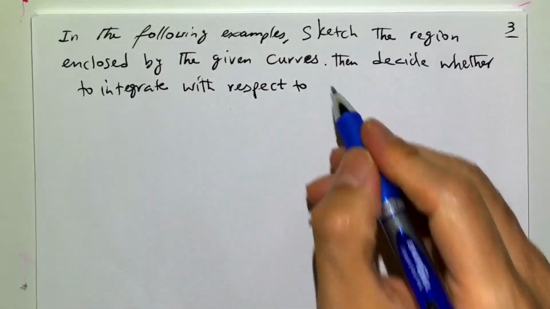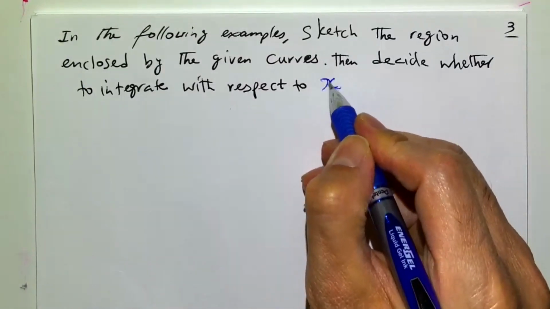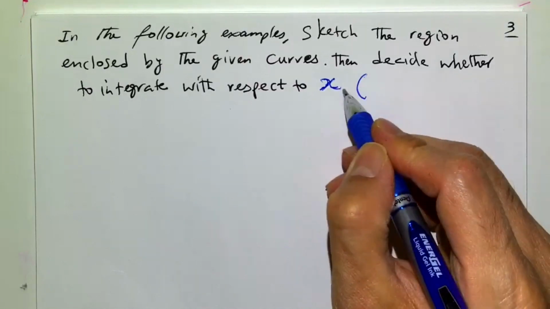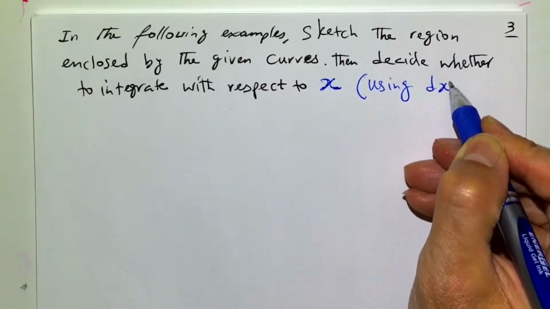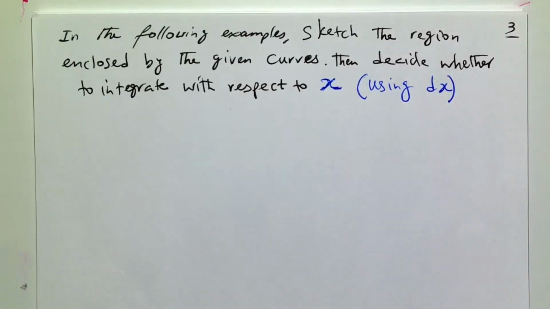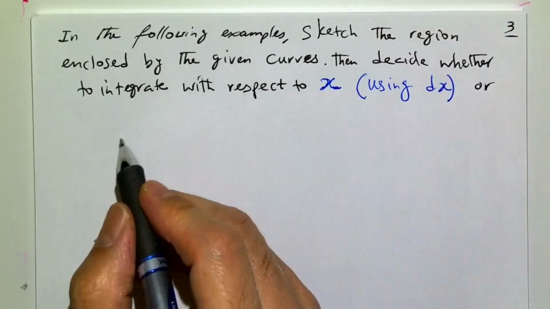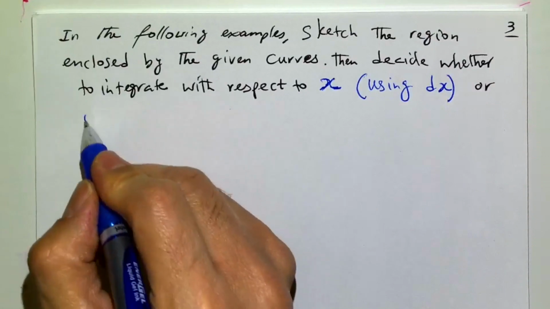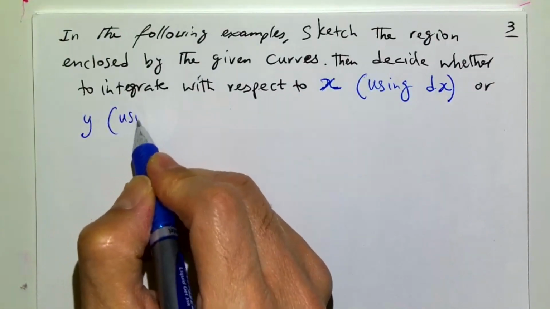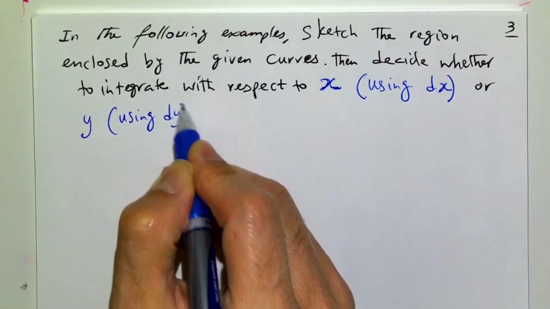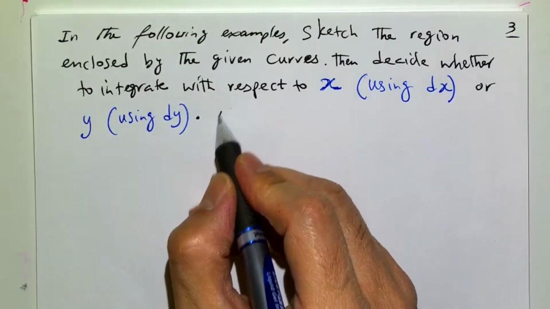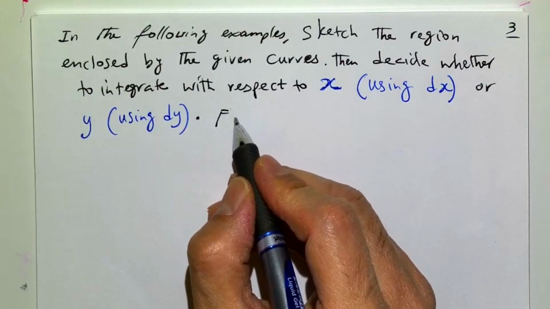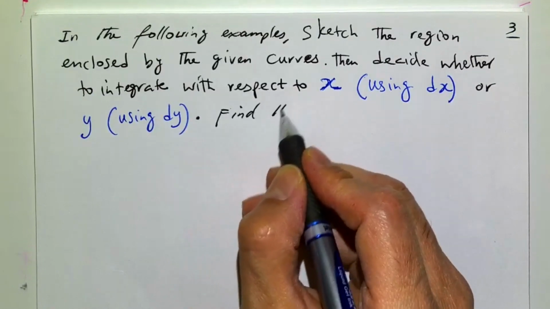When we do integration with respect to x, of course, that's when we use dx, or y when we integrate along the y-axis, dy. And of course, at the end, we want to find the area of the region.